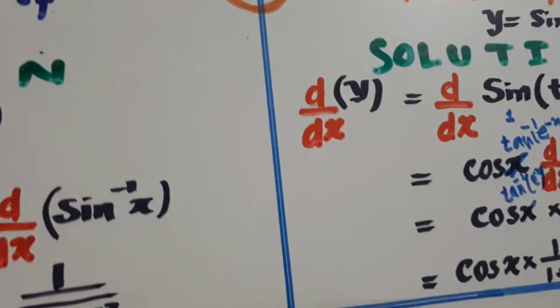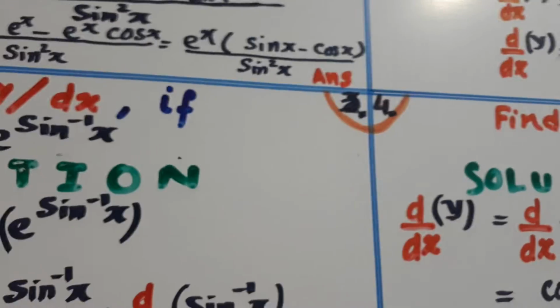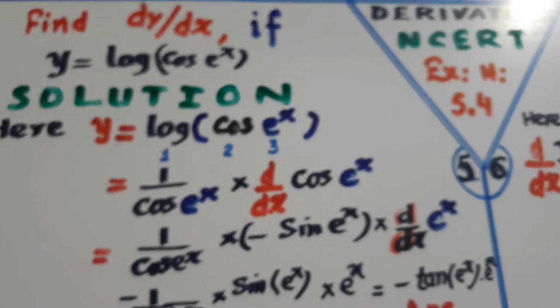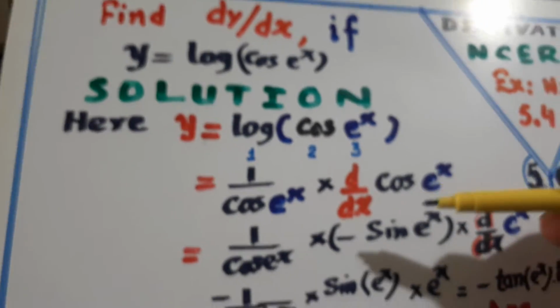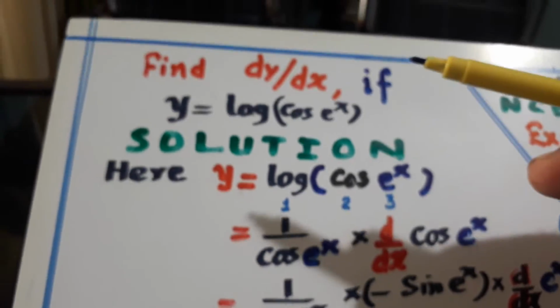Now let us go further. We have done 4 questions. Now let us go to question number 5. It is question number 5. So find dy by dx.